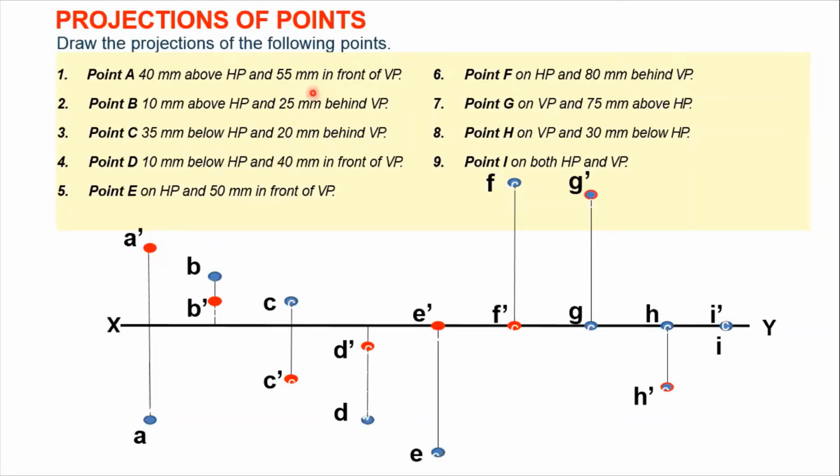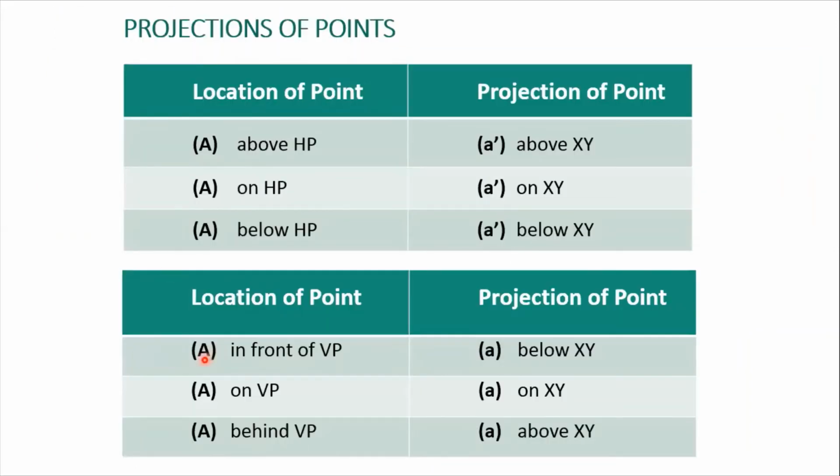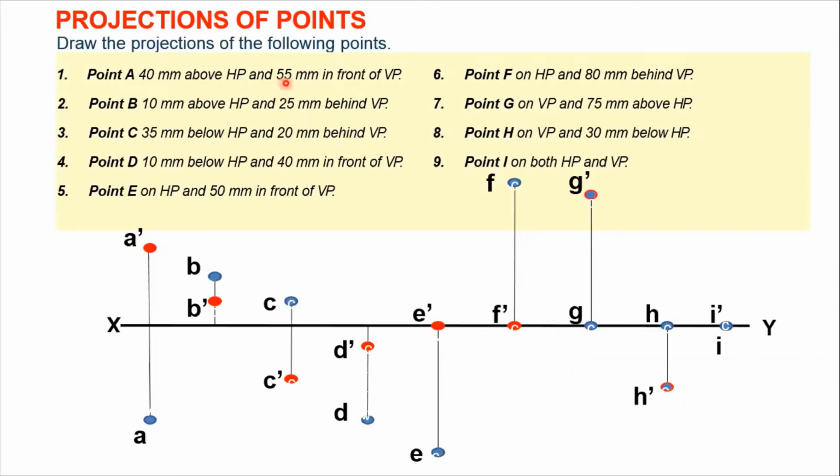Now 55 mm in front of VP. So let us look at our table for VP. So here it is said that if your point is in front of VP, we have to plot point A without any dash below your XY line. So let us plot this point. So it is 55 mm in front of VP. So we have to plot this point 55 mm below this XY line. So we'll be marking this point as your dark point, which is nothing but your point A, which is 55 mm below your XY line. Now let us apply the procedure similarly for 9 of the examples.